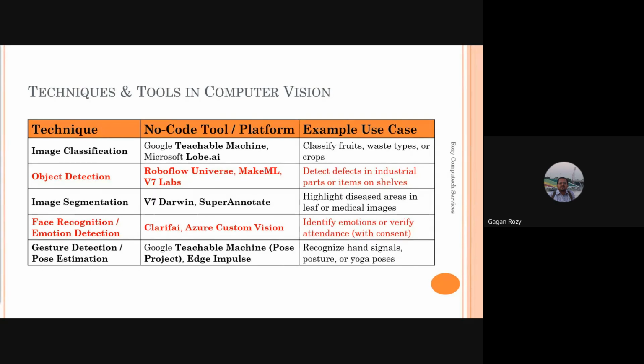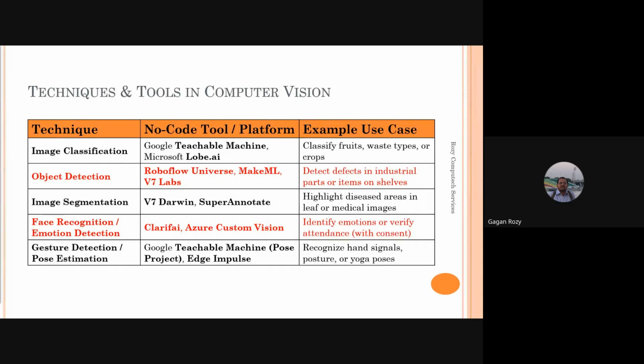First is image classification. What is in the image? That is, is it a dog or cat or a person? This is the most basic and fundamental task. You give the model labeled examples, say apple versus orange, cat versus dog, and it learns to classify new images. Tools like Teachable Machine and Microsoft Lobe AI make this as easy as uploading folders of images or capturing images. These are great for teaching supervised learning, because we know that image classification belongs to the supervised learning concept. That is the main concept.